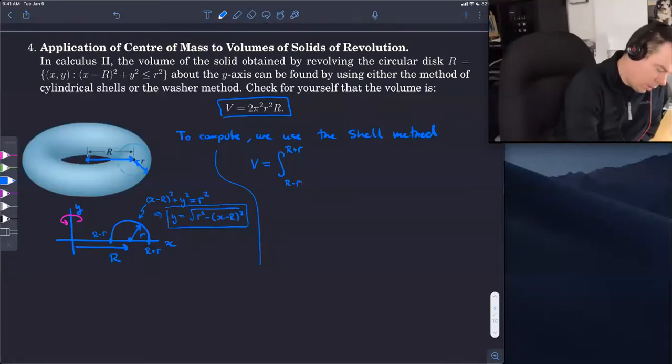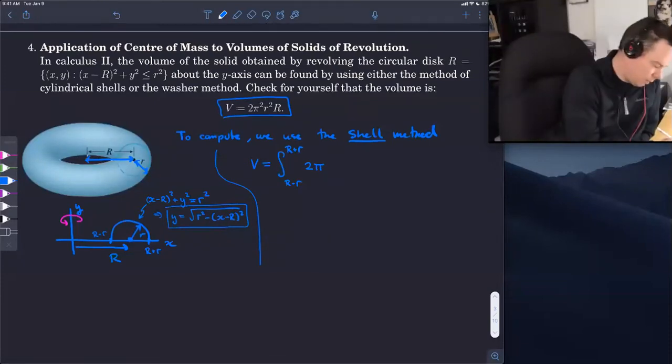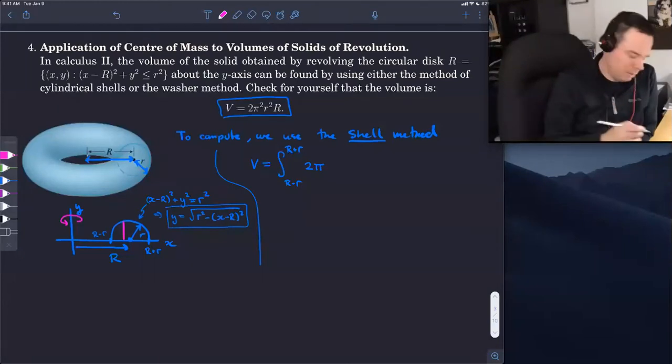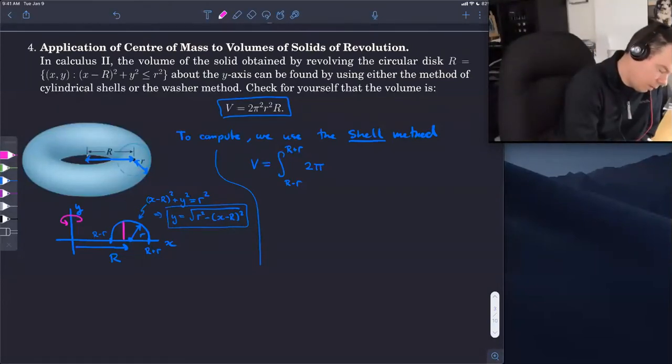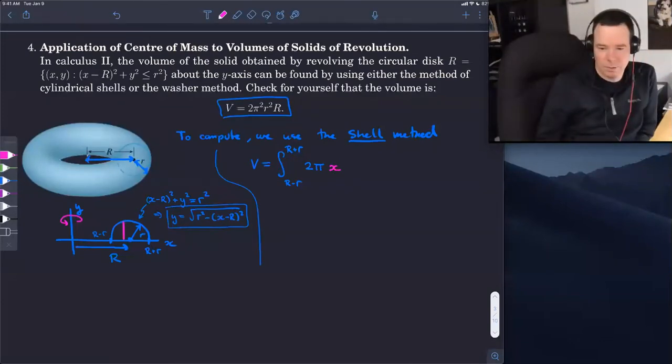And then 2 pi, since we're using the shell method, it's 2 pi times the distance our given slice is. So we look at a slice. What's the distance that slice is from the axis of rotation? The distance will be its given x coordinate.